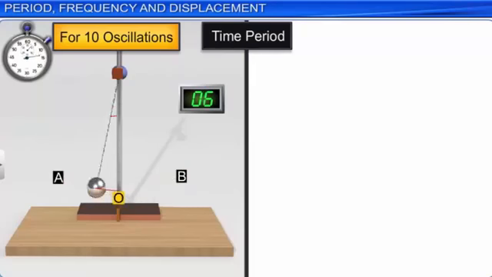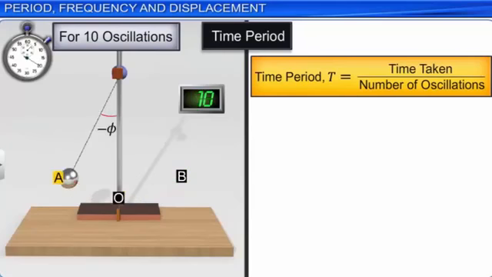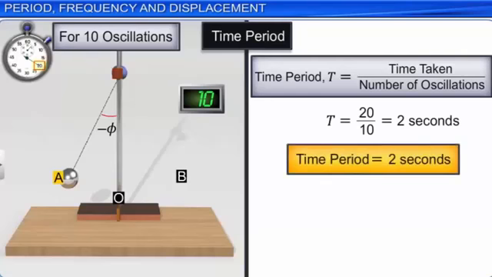Here, time period T will be equal to the total time taken for the given number of oscillations divided by the number of oscillations. If the pendulum takes 20 seconds for 10 oscillations, the time period of the simple pendulum will be equal to 20 divided by 10, which is equal to 2 seconds. Therefore, the time period of this simple pendulum is 2 seconds.